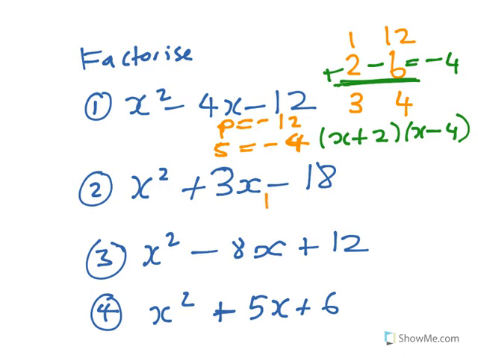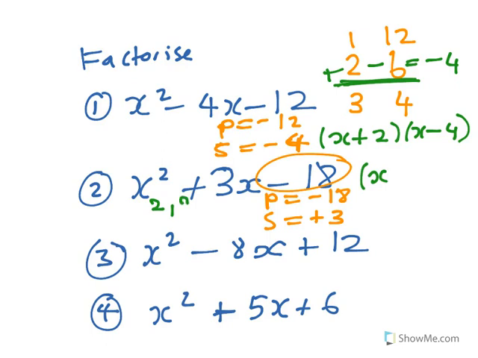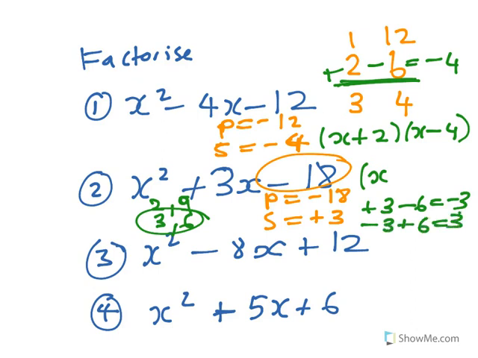Okay, we're looking at this one. Product is minus 18. Sum is plus 3. So when I look at that, the only one that's got a chance, I could go 2 9s are 18, 3 6s are 18. To get 3, we could do plus 3 minus 6, but that gives you minus 3. So swap the signs. Minus 3 plus 6 gives you 3. So it's minus 3 plus 6.